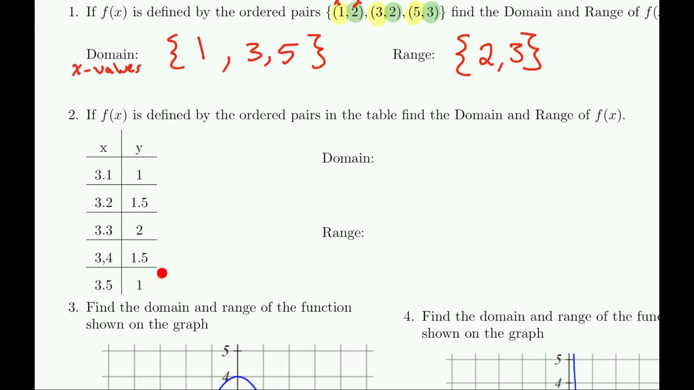And this one right here is exactly as easy as the previous one. We're just listing x values and we're listing y values. That's it. So let us do this one. Let f of x be defined by the ordered pairs in the table, x's, y's.